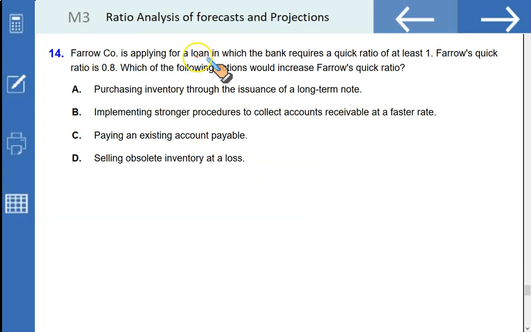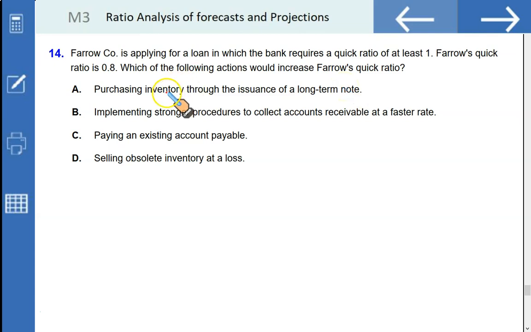Faro company is applying for a loan in which the bank requires a quick ratio of at least 1. Faro's quick ratio right now is 0.8, less than 1. Which of the following actions would increase Faro's quick ratio? Purchasing inventory through the issuance of a long-term note.